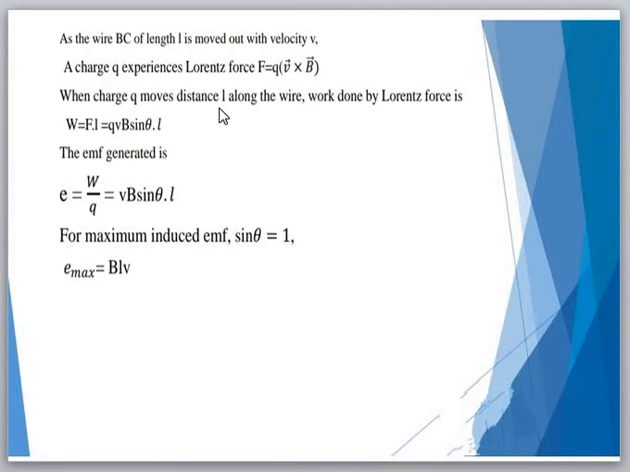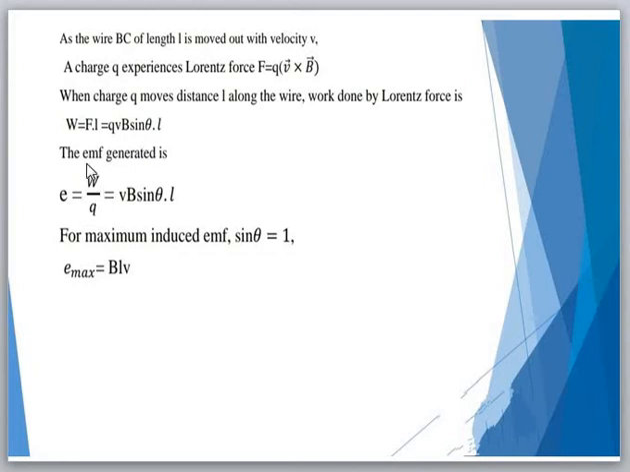Now when charge Q moves the distance L along the wire, work done by the Lorentz force is W equal to F into L. F is equal to QVB sin theta. It is the scalar product. V bar cross B bar, the magnitude of this is VB sin theta.